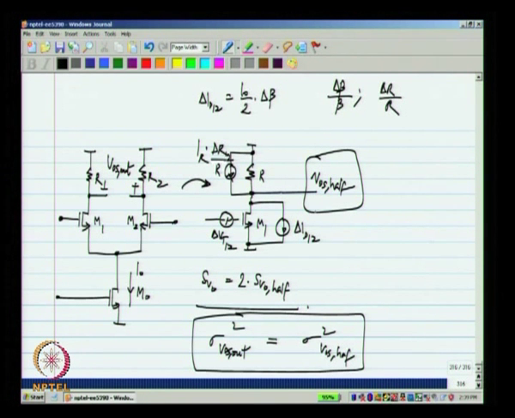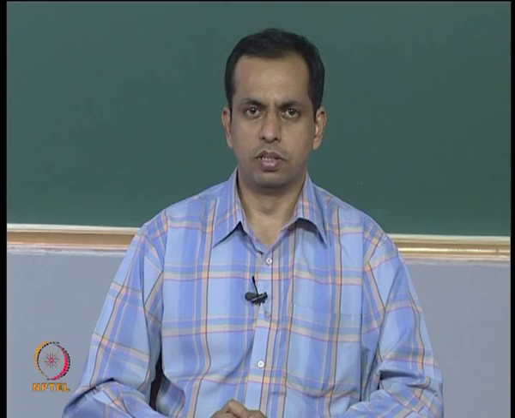So, because of this we do not get the factor of half, and this is the way the mismatch is normally specified. The process people measure a large number of pairs of identical devices and characterize the mismatch between them. So, what you have in the process data sheets is the mismatch between two nominally identical devices. So, again by simply doing the half circuit analysis you can find out the offset voltage.